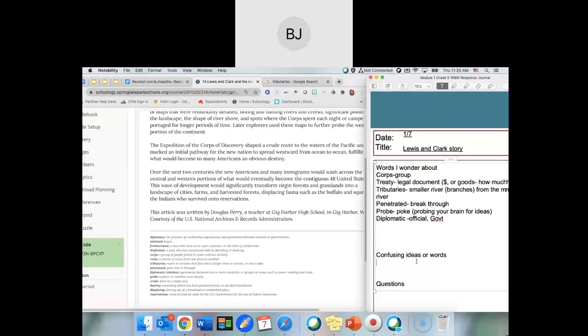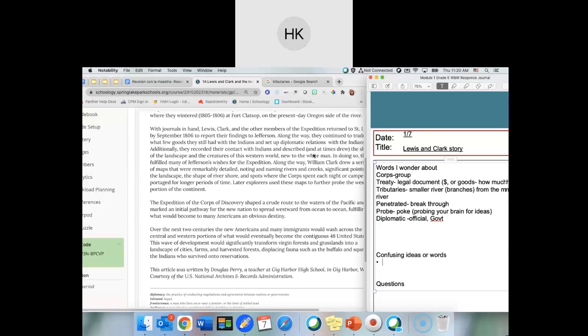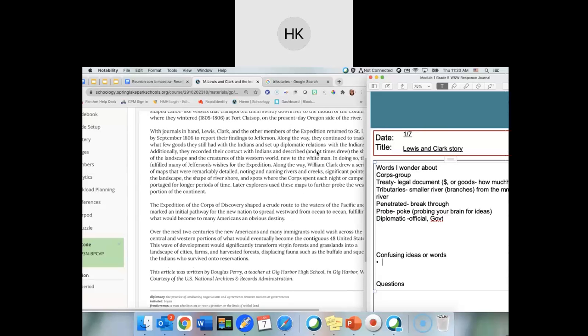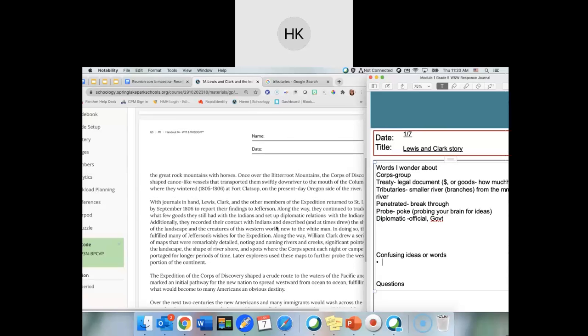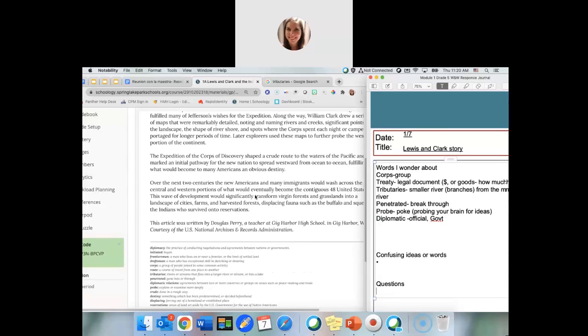Tributary is a river stream. Penetrated, gone into or through. Diplomatic relations, agreement between two or more countries. Probe, explore or examine more deeply. So you guys actually had a lot of these same things. I'm going to continue. Were there any confusing ideas or words, or did you guys have any questions?